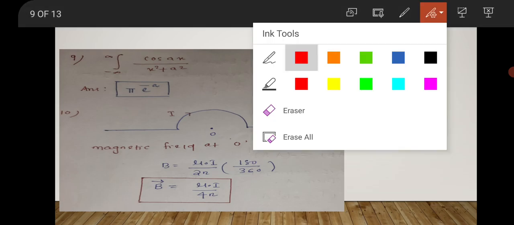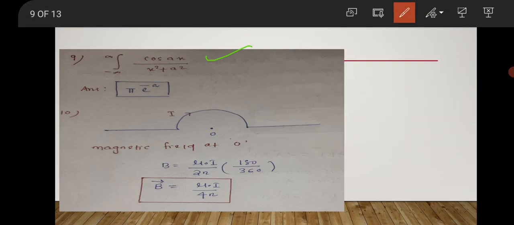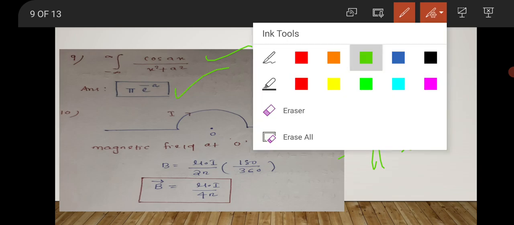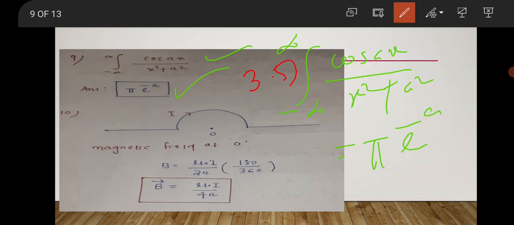This is a complex analysis integration, very easy. So integration from minus infinity to plus infinity cos ax by x square plus a square. So this is a standard question. So the answer will be pi e to the power minus a. So this is alpha. Okay, so it will be pi e to the power minus alpha. So the correct answer will be this. So this question was for the 3.5 marks in part B.